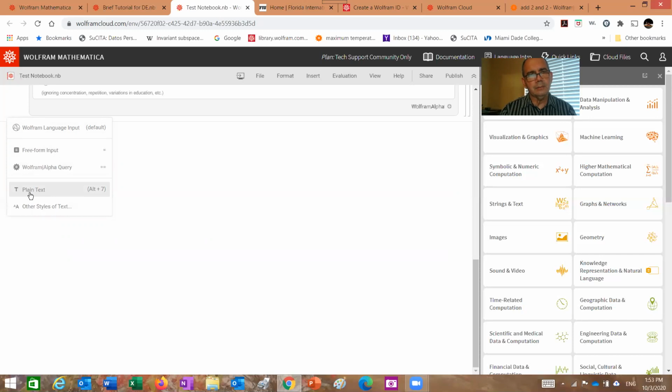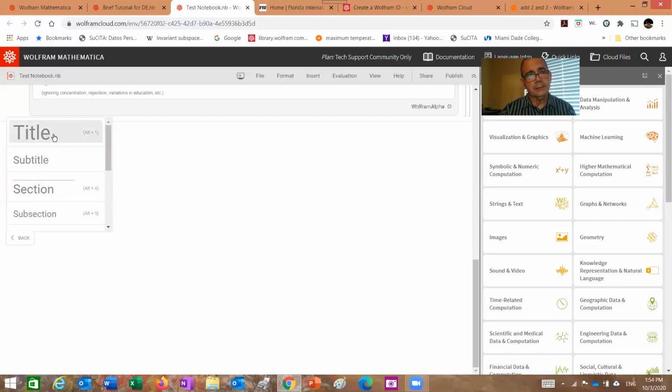For the next one, you can enter plain text. It means when you don't want to enter code, but you want to enter a comment or something, you can use this, or you can also use Alt+7. And then when you click on other styles of text, you get styles that can be title, subtitle, section, subsection. We also have text, of course, and we have the input as you enter it in code, you know, code or input or output.